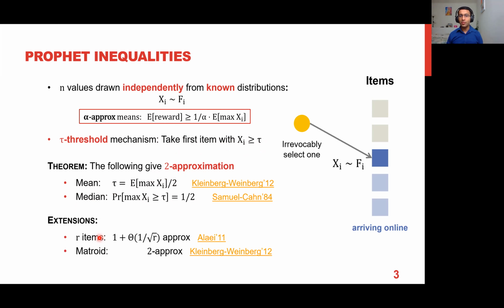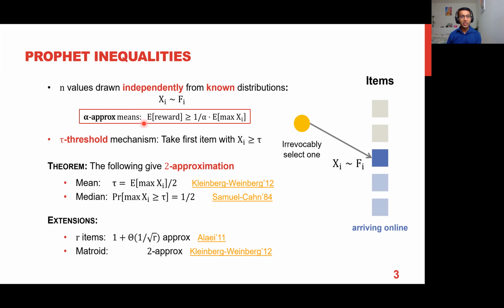And these results have also been extended beyond single items, like what happens if you select r items. It turns out that the problem becomes easier and your approximation ratio starts tending towards 1. And for matroids, the tight approximation ratio is known to be 2. Good. So these are all in the independent setting.